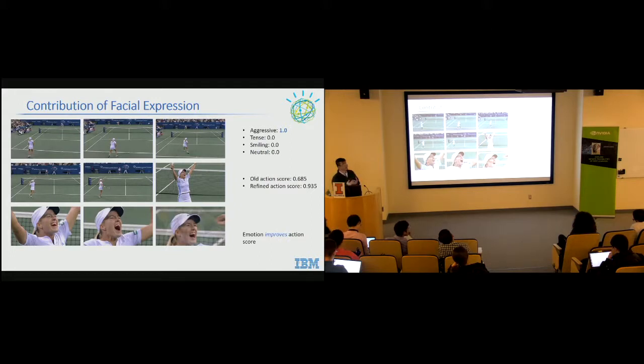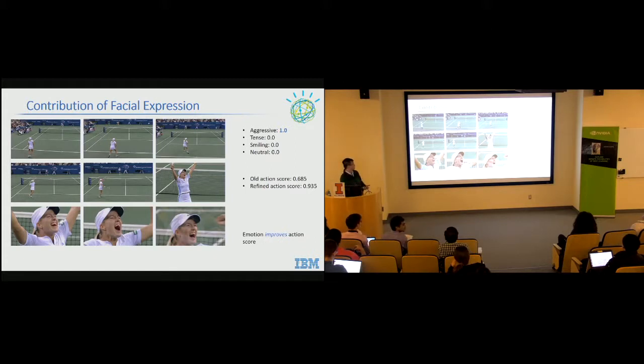So these are the results of combining the facial expression with the celebration action. In this example, we have the whole video, and we extracted the frames at 1 frame per second. So we have a short snippet of 9 frames in total. And the facial expression gives us the score of 1.0 for aggressive. In this one, you can see that the action score is just around 0.668, which is really low. But actually it should have a higher score because the player is actually celebrating.